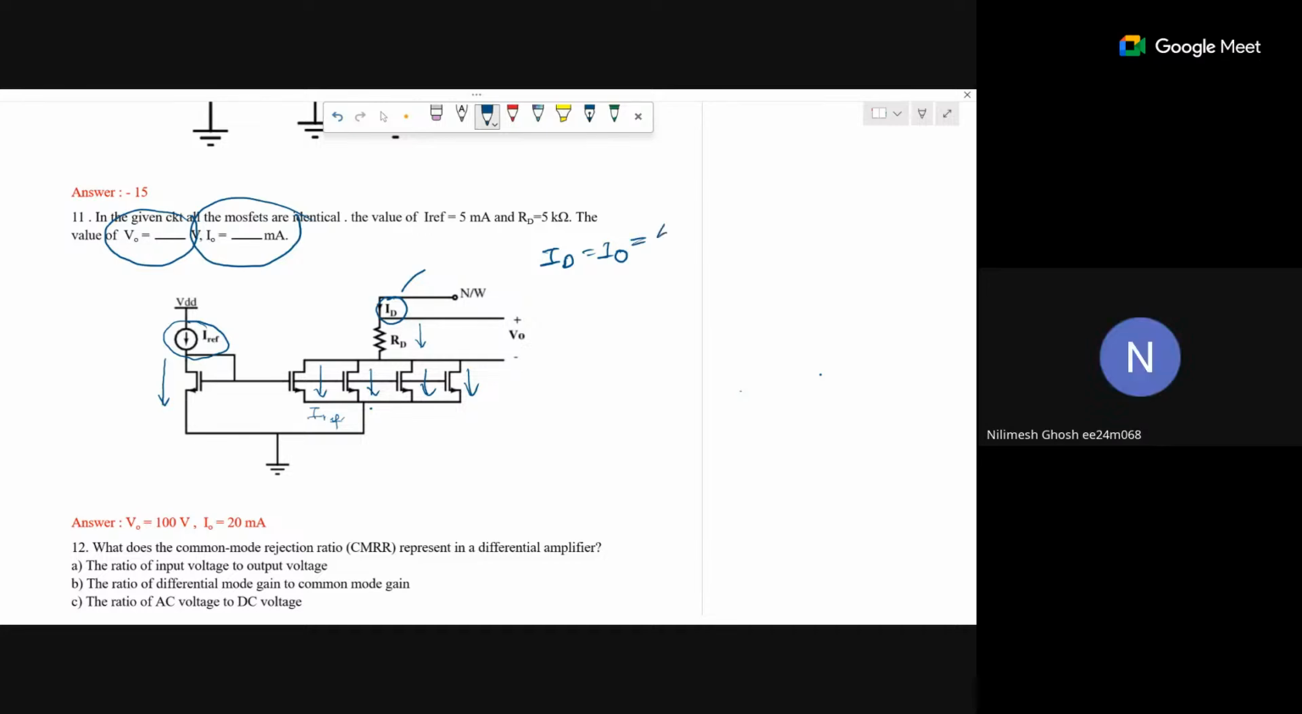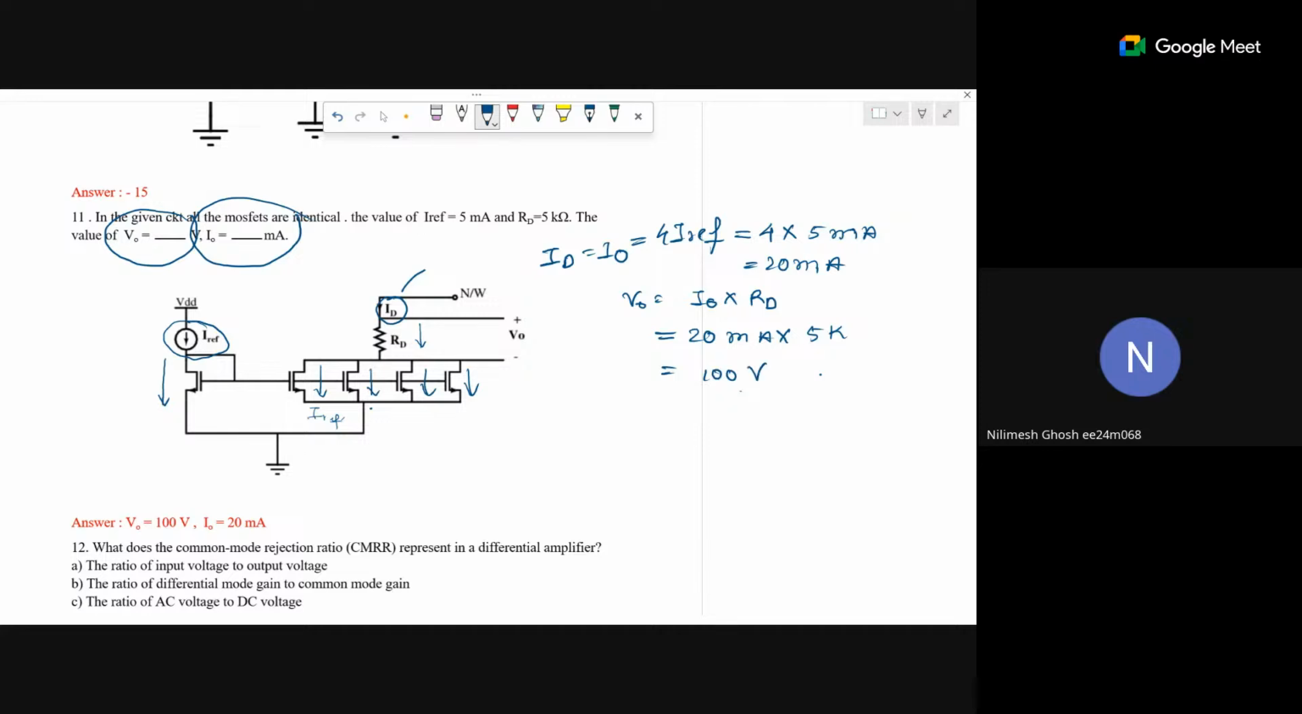So I naught is 4 IREF, and IREF is 5 milliampere, given. So 4 into 5, 20 milliampere is our I naught. Now V naught will be I naught into RD according to the polarity given. It will be positive. So I naught is 20 milliampere and RD is how much? 5 kilo. So 100 volt.